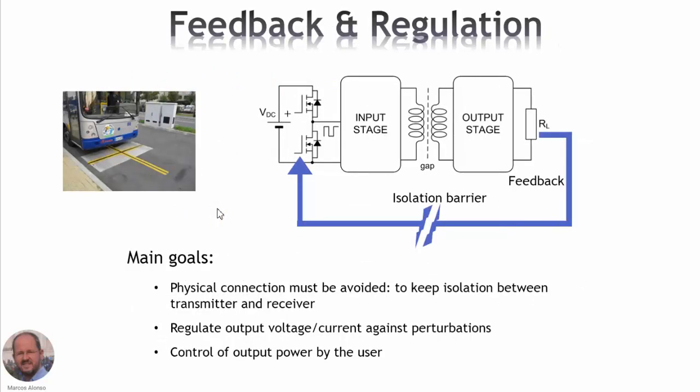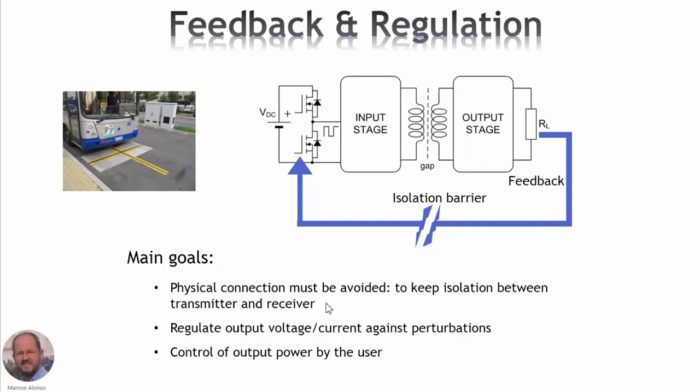Regarding feedback and regulation, there is an important challenge here in IPT systems and in WPT systems in general, because we want to avoid any mechanical connection between the emitter and the receiver, but we need to send information from the output to the input to operate in closed loop and do the regulation of the output current or voltage. So here are the main goals that we have to fulfill.